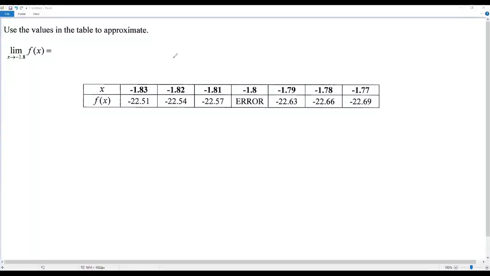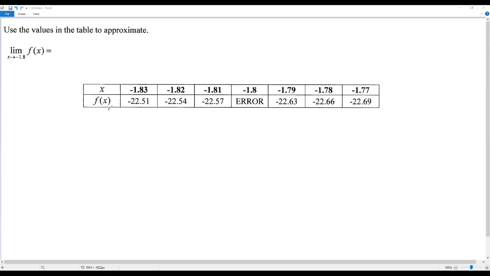Here we have an AP Calculus AB problem. Okay, let's go to the information. Use the values in the table to approximate the limit as x approaches negative 1.8 of f of x. Here we have to evaluate the ordinary limit as x approaches negative 1.8 for the function f of x.